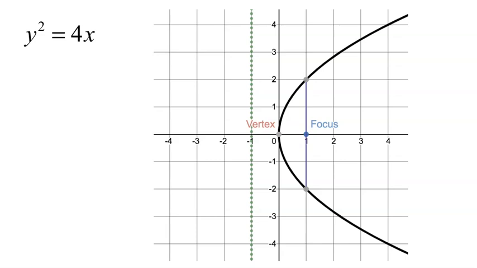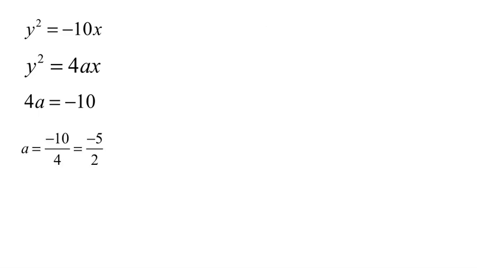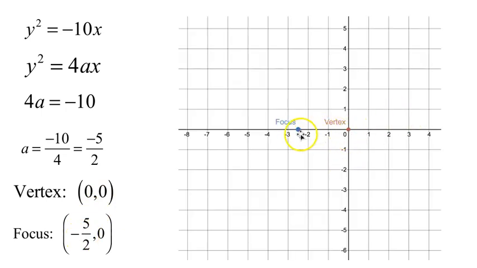And let's go ahead and do an opening leftward one the same way. This time y squared equals negative 10x, y squared equals 4ax. It's either opening left or right. Since it's negative, it's opening to the left. So 4a is negative 10, and a is negative 10 fourths, or negative 5 halves. So the focus is negative 2.5 units away from the vertex at the origin, in the negative direction. So the vertex is 0, 0. The focus will be negative 5 halves, 0. Negative 2.5, 0 is where the focus will go.